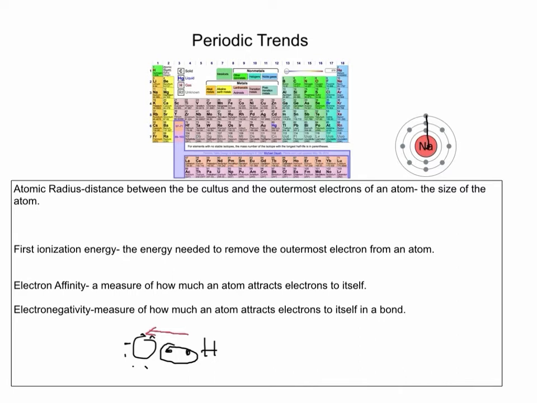So think again of a tug of war. If I have 2 people, and they're holding a rope, whoever is stronger is more electronegative. So whoever's able to pull the rope more towards one side is the more electronegative person, the stronger person.